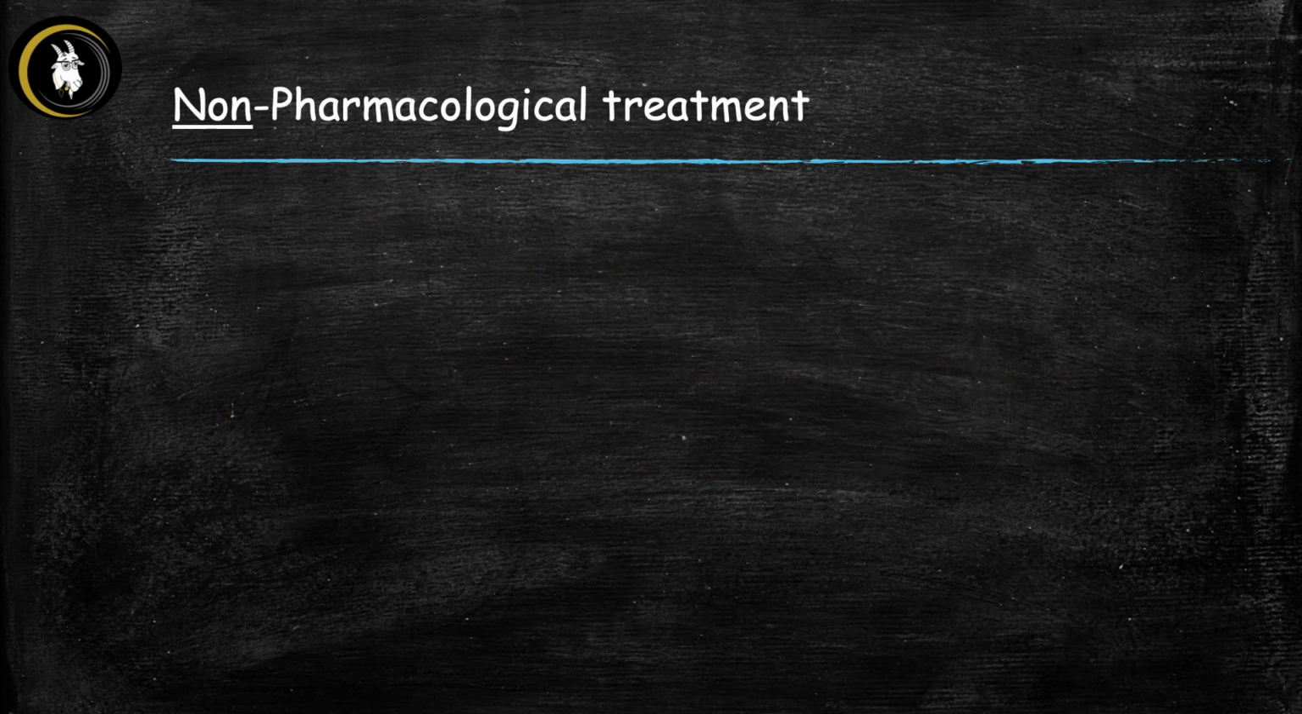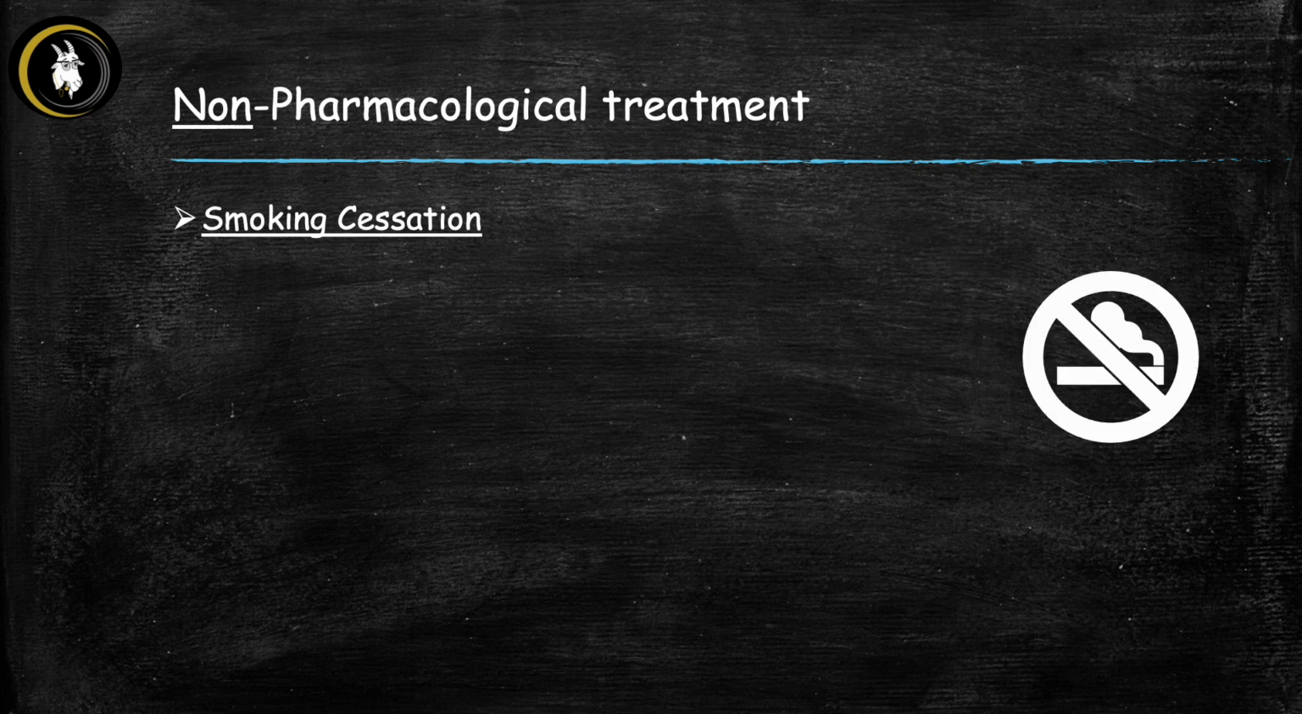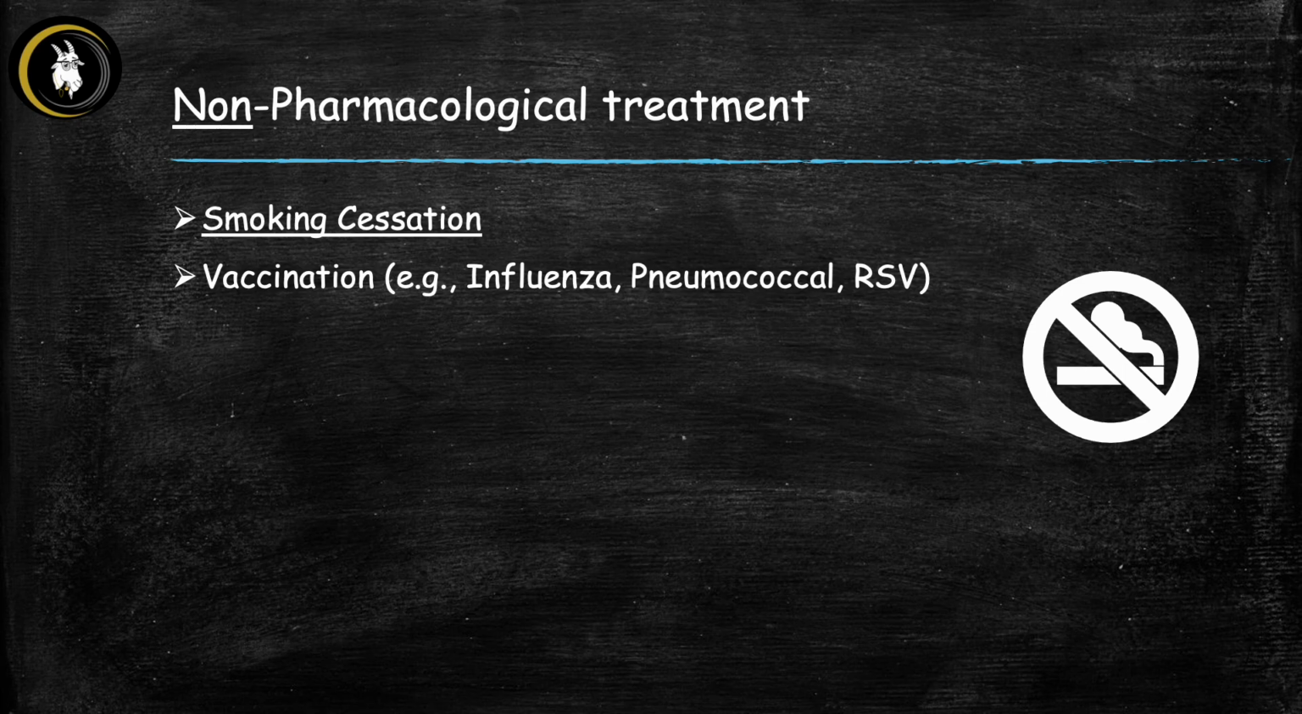Alright, so now that we covered all the drugs, let's wrap up with the important non-pharmacological treatment for COPD. First and most important is smoking cessation. It's the most effective treatment for COPD in improving outcomes. So even though the lung structural damage in COPD is irreversible, stopping further damage at any time can significantly improve symptoms and outcomes. Vaccinations are also important, as patients with COPD are at greater risk of developing respiratory infections.